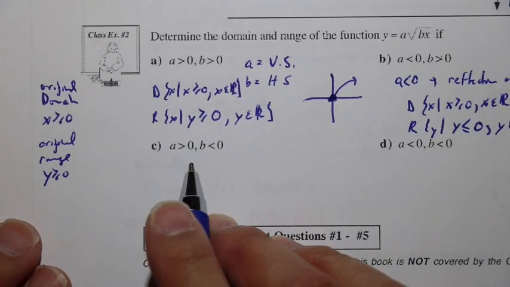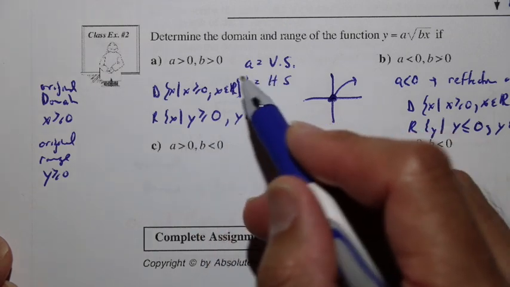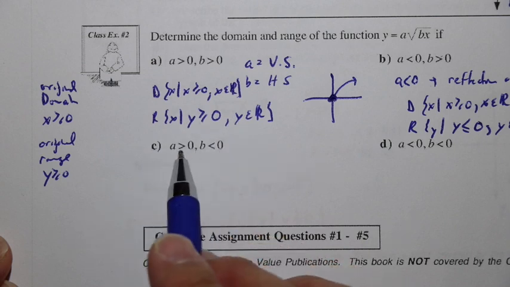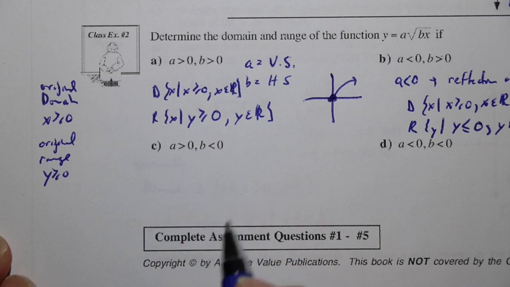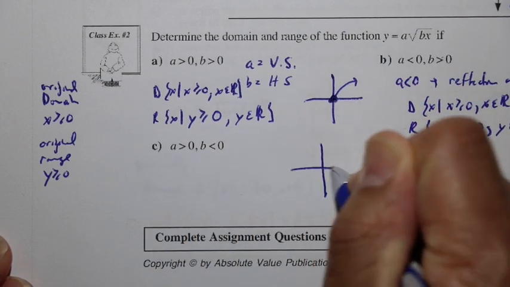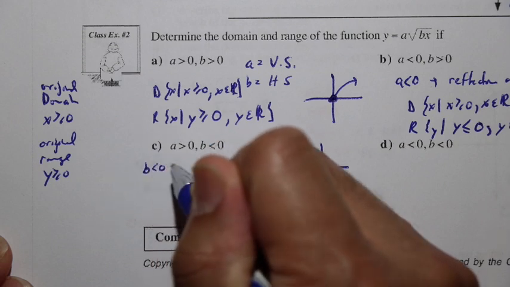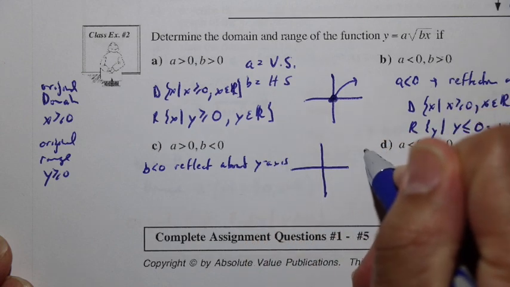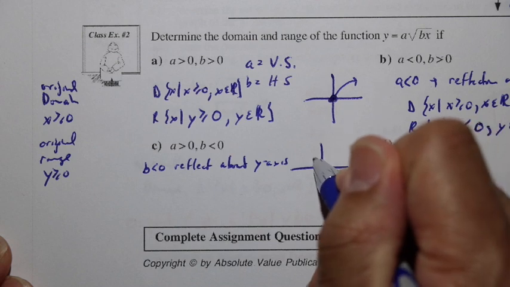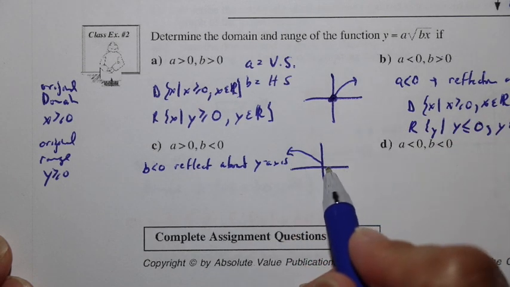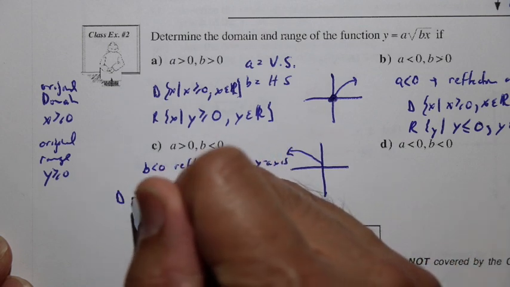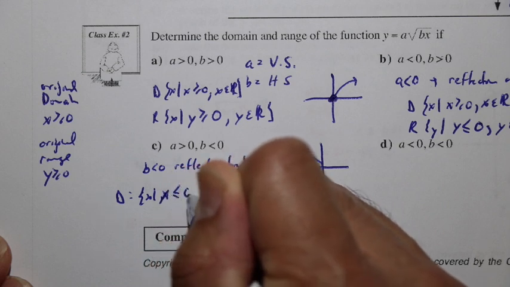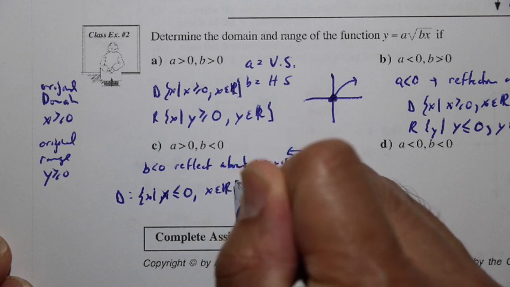Okay, what about C? If A is positive, but B is negative. Well, if A is positive, then it would still not change the range very much. But if B is negative, then that means you're going to have a reflection about the y-axis. B less than 0 means a reflection about the y-axis. So instead of looking at something like that, you are looking at something like this. Well, if that's the case, that's going to change the domain. So the domain here will be x such that x is less than or equal to 0. And it'd still be real numbers.